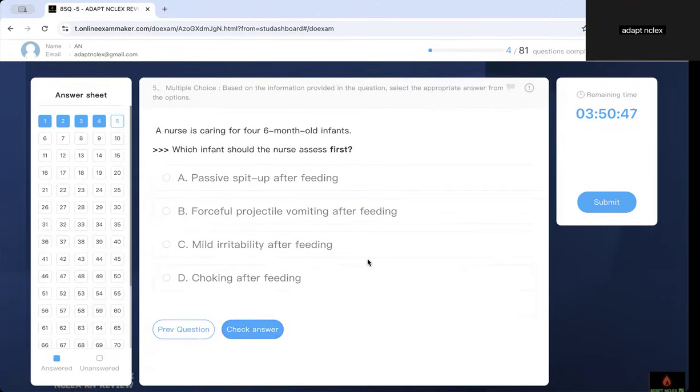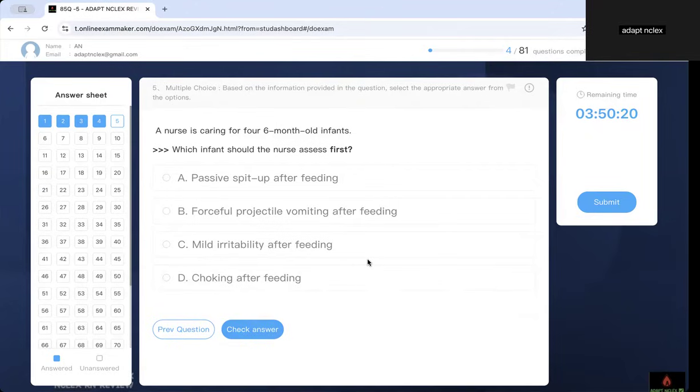A nurse is caring for a 6-month-old infant. Don't worry, pediatric prioritization is all buzzword. Go for the concept. Don't worry about the age. Write these things down. I'm worried about the concept. Passive spit up after feeding. What do you think? A kid who spits up after feeding. Forceful projectile vomiting after feeding.